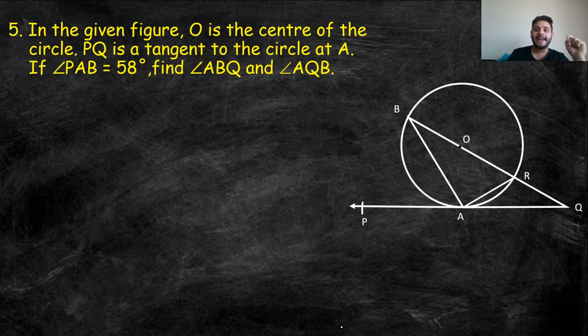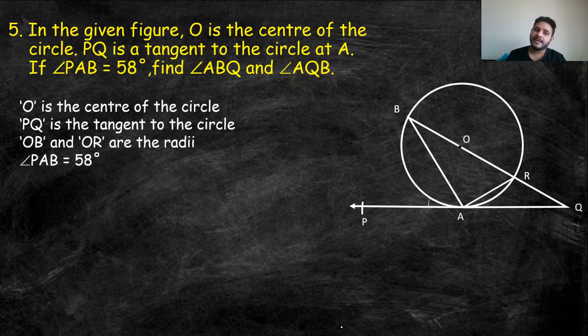PAB, I again repeat, angle PAB's value is given as 58 degrees. We have to find angle ABQ and angle AQB. So let us start with the sum. First, write the given details.